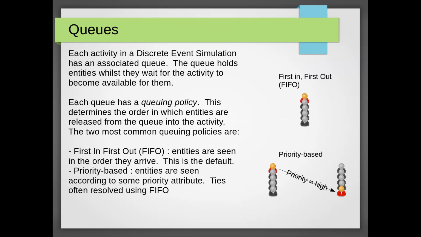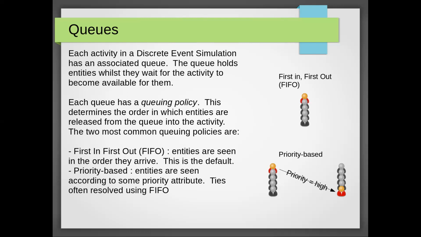Okay, let's talk about queues. There's quite a bit to talk about regarding queues in discrete event simulations, not least because they are, as I said, models for queuing problems. So as you would expect, there's quite a bit to talk about in terms of queues. Each activity in a discrete event simulation, as we've said, has an associated queue. And this queue is a holding place for entities whilst they wait for the activity to become available.